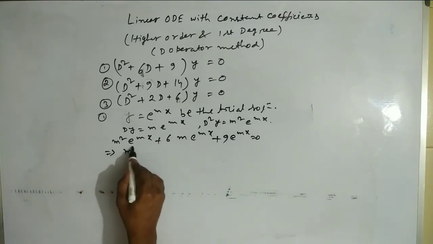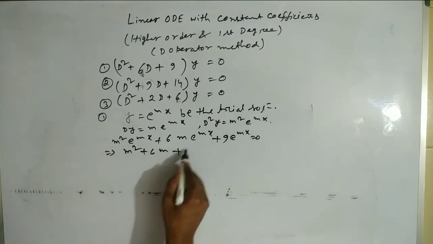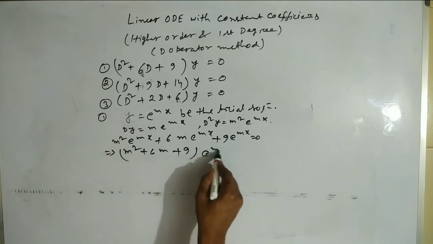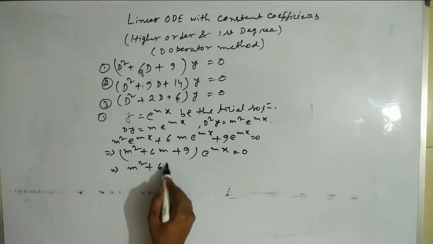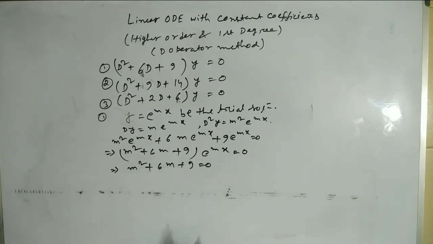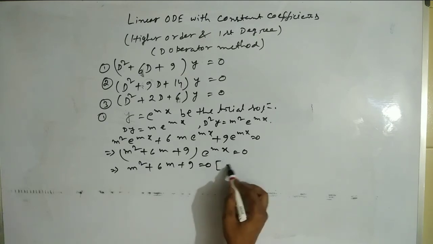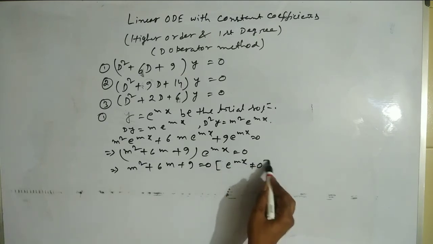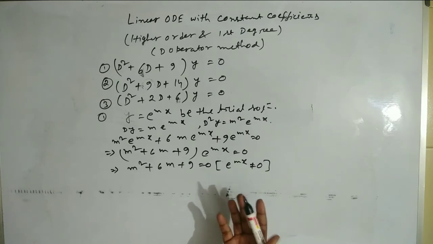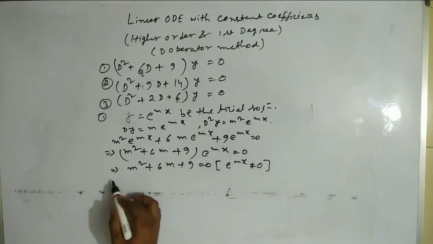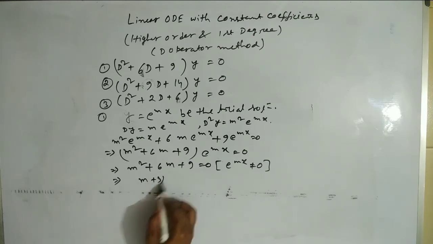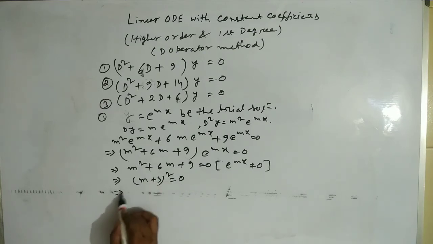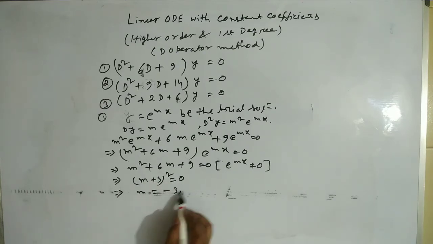So m square plus 6m plus 9, and e to the power mx is common. So we can write m square plus 6m plus 9 equal to 0, since we know that e to the power mx is not equal to 0, because the exponential function is always a non-zero function. So by solving this, we can write that (m plus 3) whole square equal to 0. So m equals minus 3, minus 3.